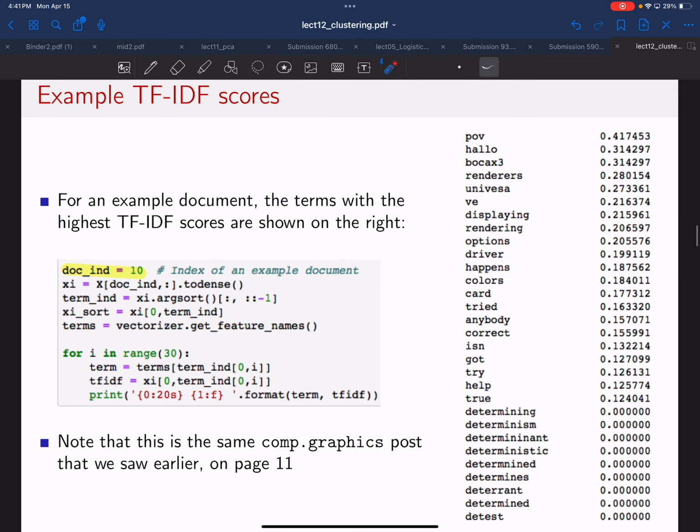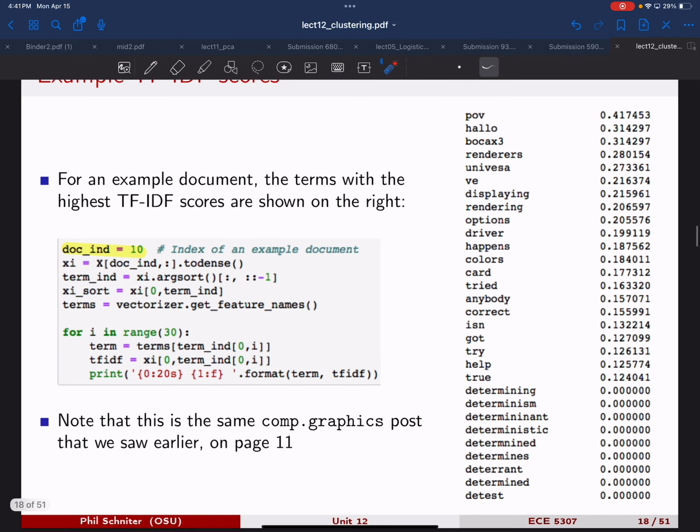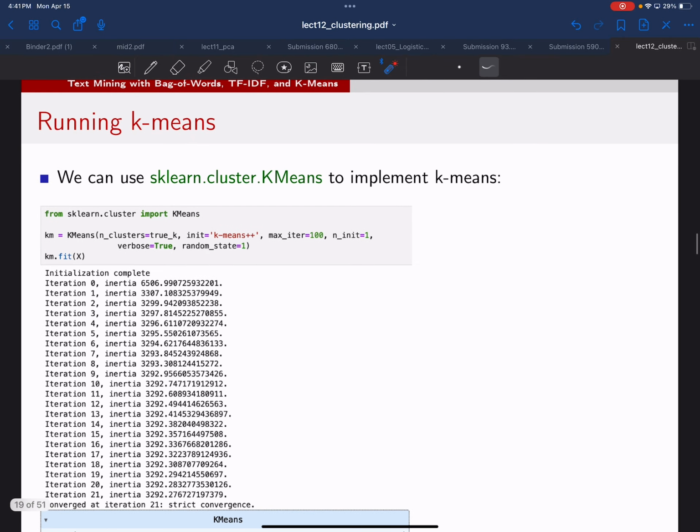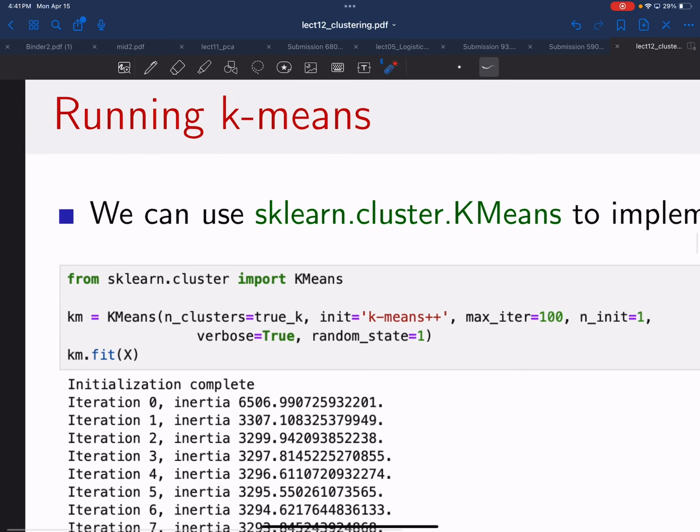Okay, so this is how this document looks. It's just this long vector of values. Most of them are 0. Okay, so now that we have this, we can run k-means. So here's an example of running k-means.